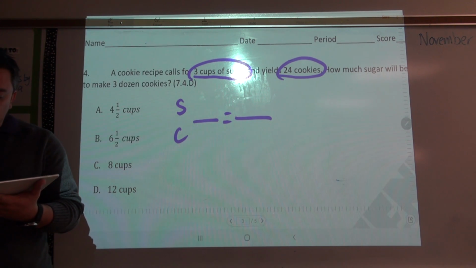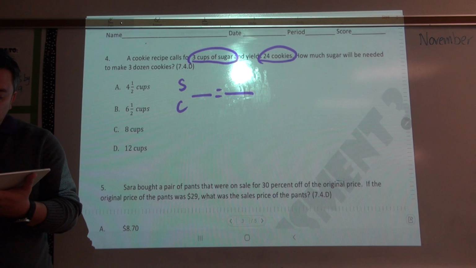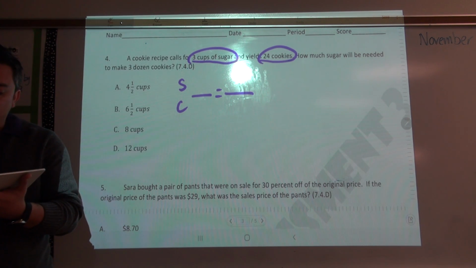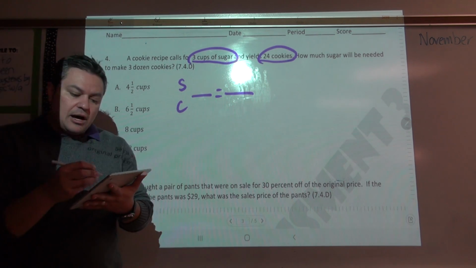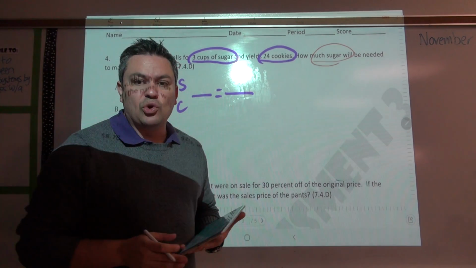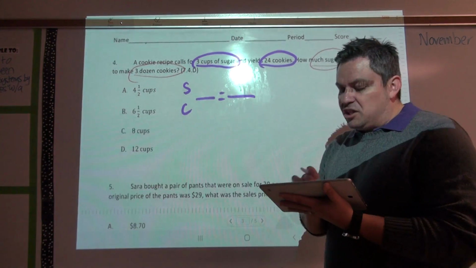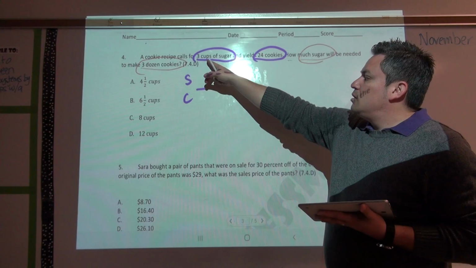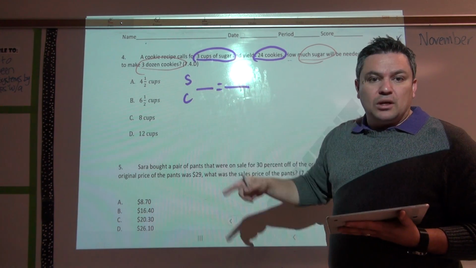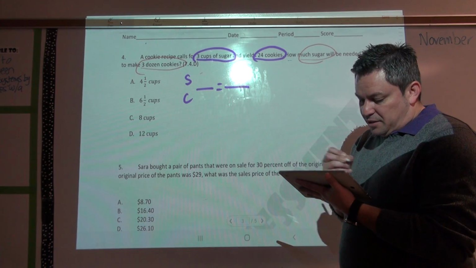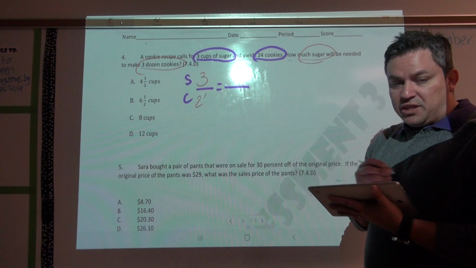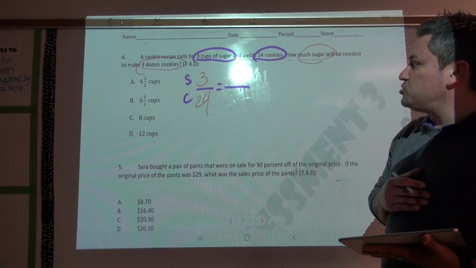Now, how much sugar will be needed? Remember, the question is going to have the variable, the letter that you're looking for. How much sugar will be needed to make 3 dozen cookies? The first ratio is in purple. What do we know? 3 cups of sugar. Where's the sugar, top or bottom? Top. So I'm going to put my 3 right here, for how many cookies? 24. Everybody agree with this? Yes. That's my first ratio.